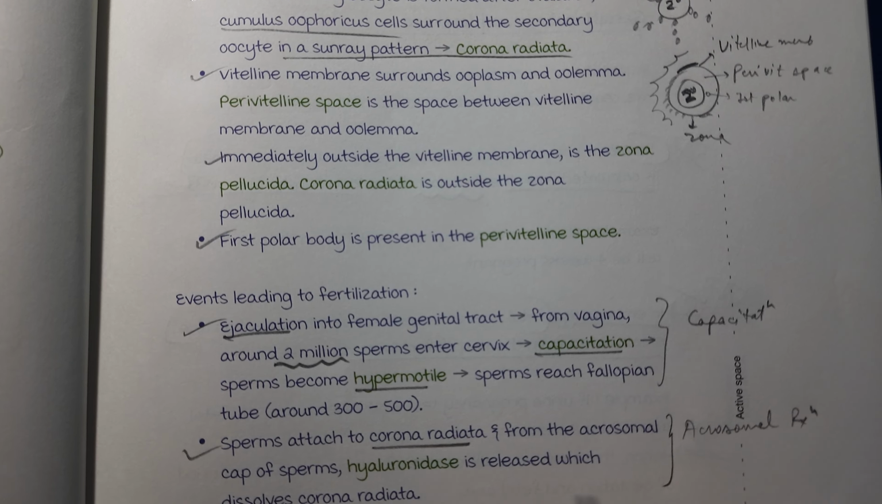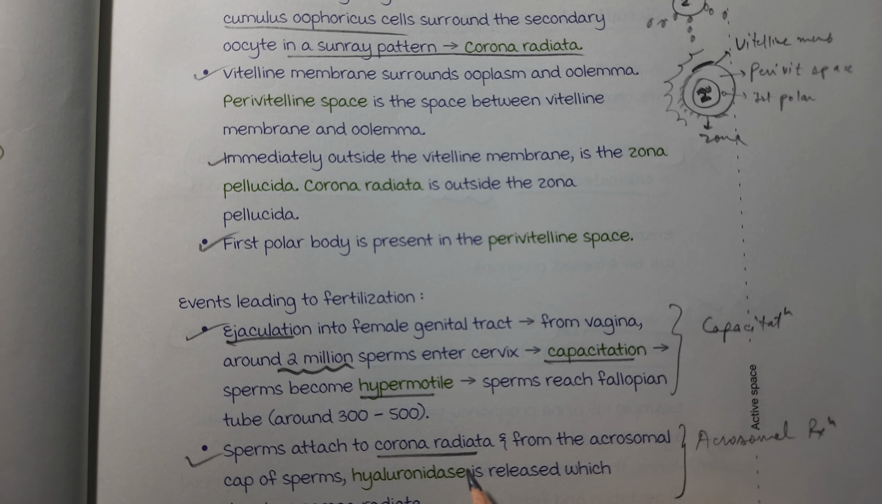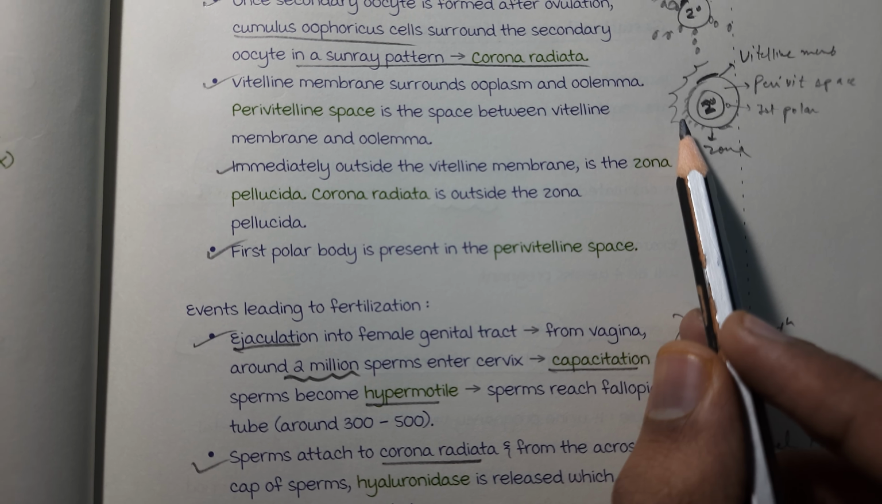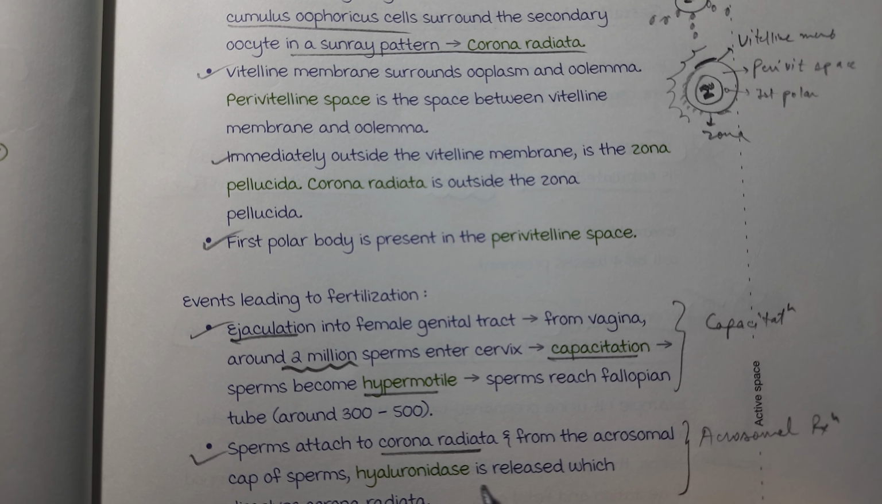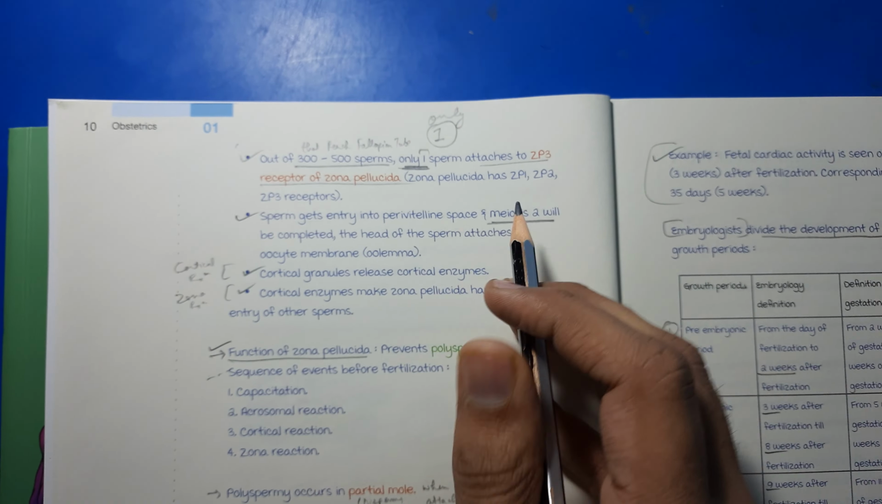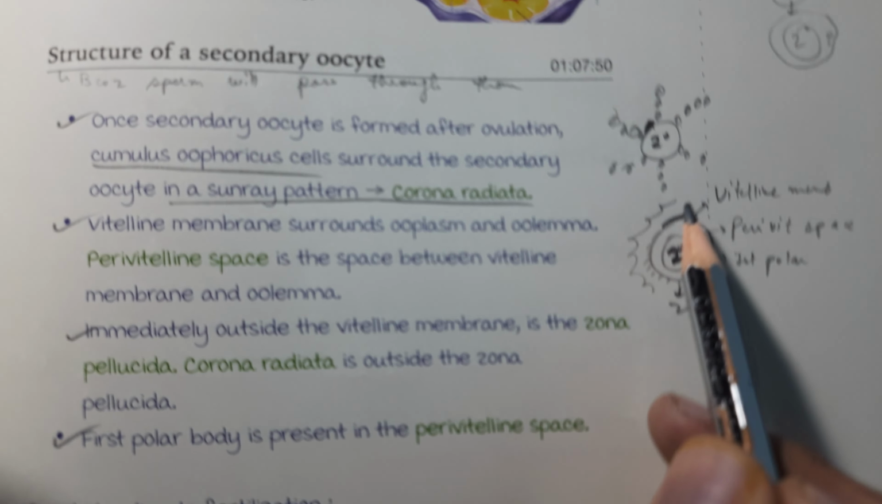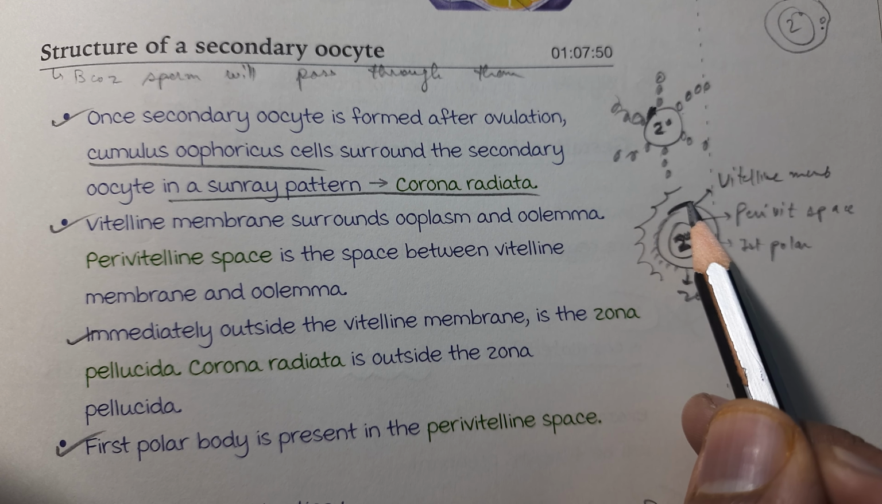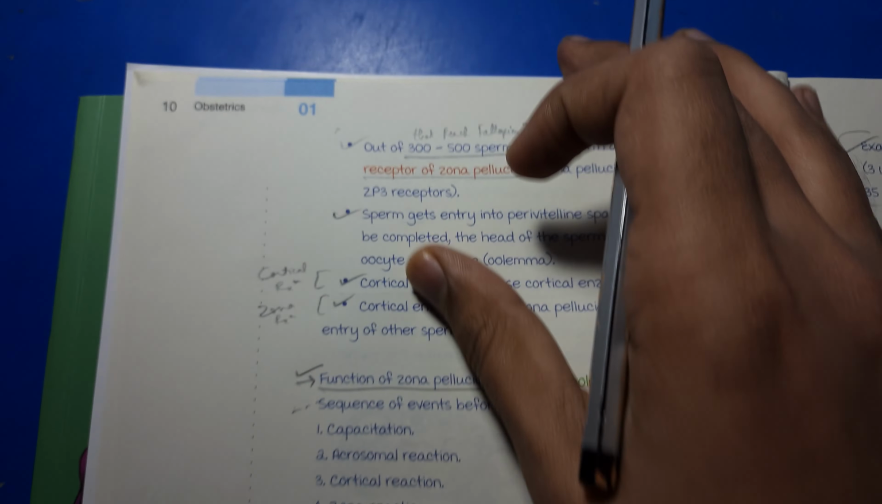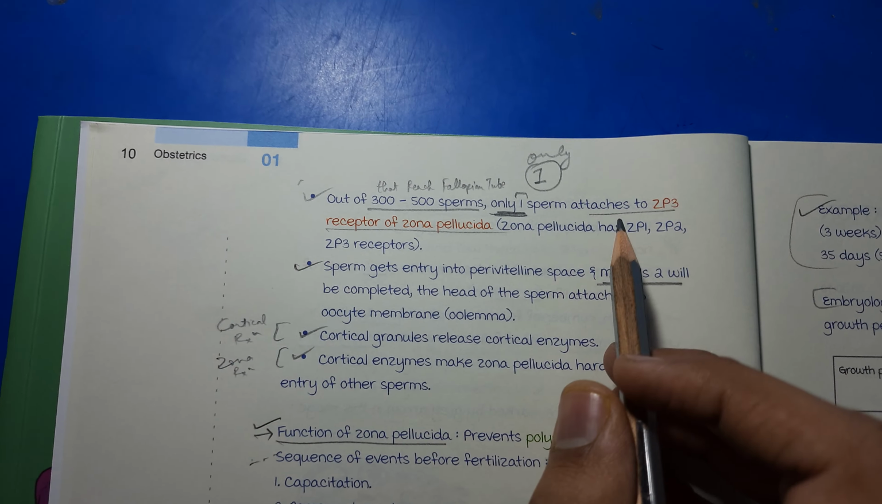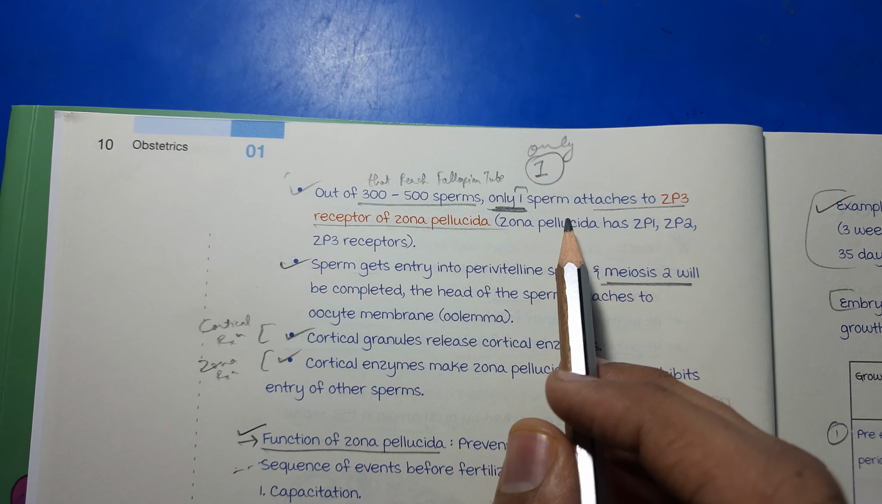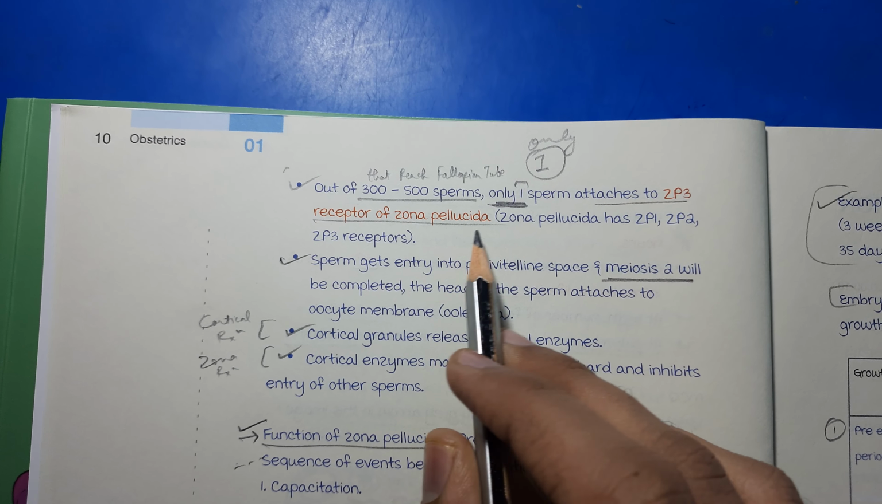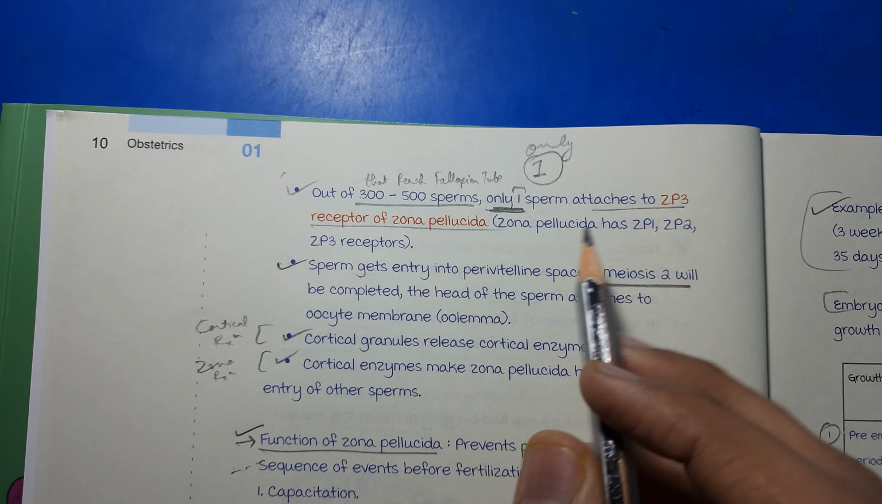The second phase is called the acrosomal reaction, when the sperm has the acrosome attached to the corona radiata layer and hyaluronidase is released, which will dissolve the corona radiata. Okay, then after dissolving this, the sperm will reach the zona pellucida layer. Then after attaching itself to the zona pellucida layer, there is a receptor. Only one sperm will attach to the zona pellucida with the help of the receptor, that is ZP3.